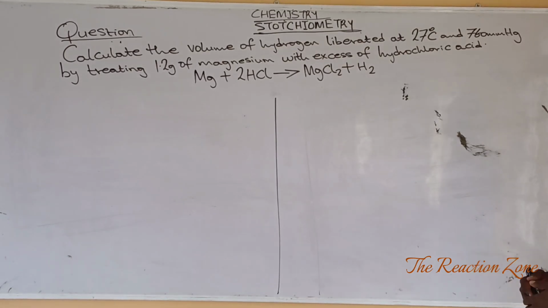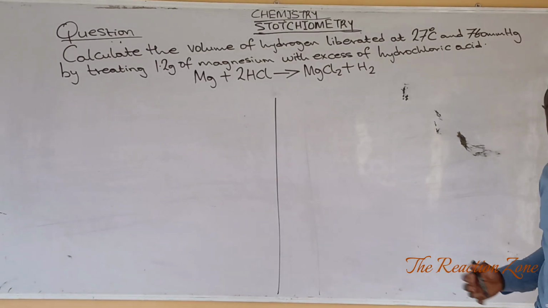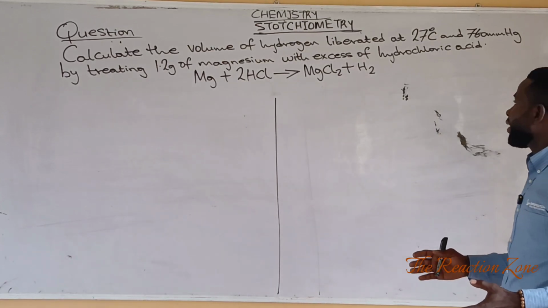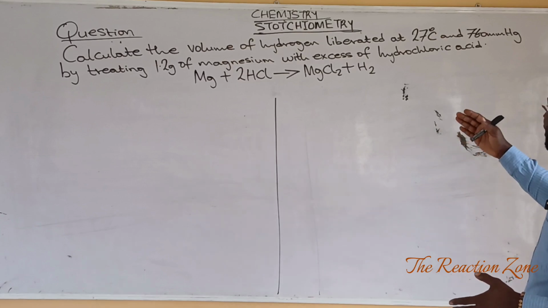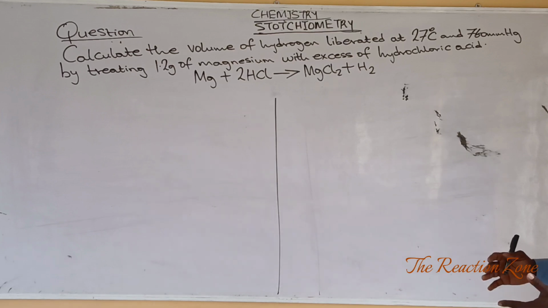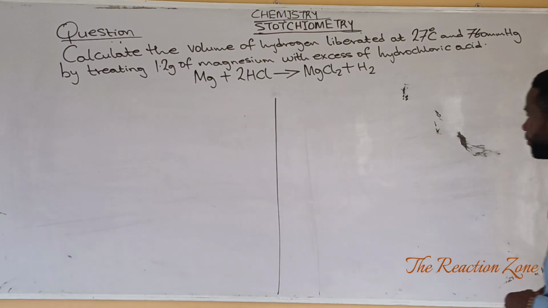In today's lesson, we're going to solve the problem on the board using stoichiometry. And the question is as follows. Calculate the volume of hydrogen liberated at 27 degrees Celsius and 760 millimeter mercury by treating 1.2 grams of magnesium with excess of hydrochloric acid.